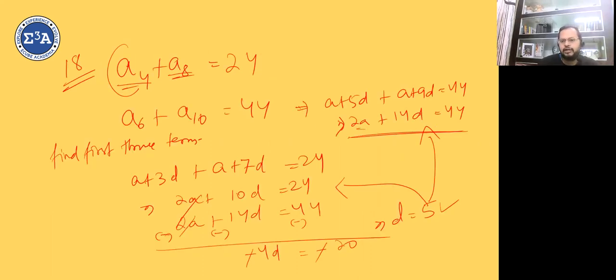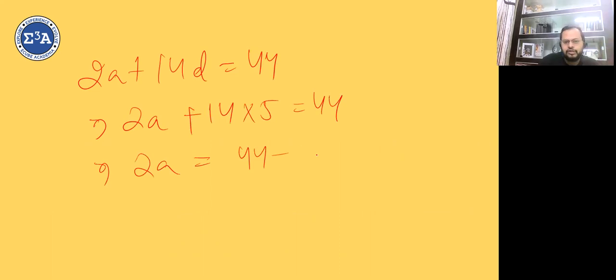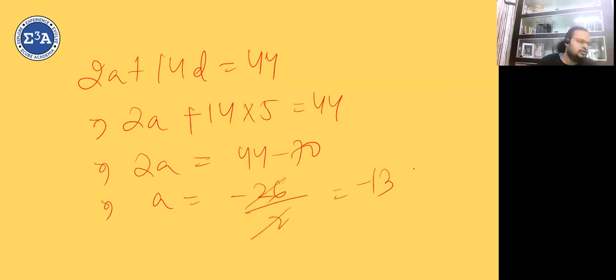Let us put it in that. 2A plus 14D is equal to 44. I am putting it in this one. D is 5. 2A plus 14 into 5 is equal to 44, which implies that 2A is equal to 44 minus 70, which implies that A is equal to minus 26 by 2, which is minus 13. So A is equal to minus 13.